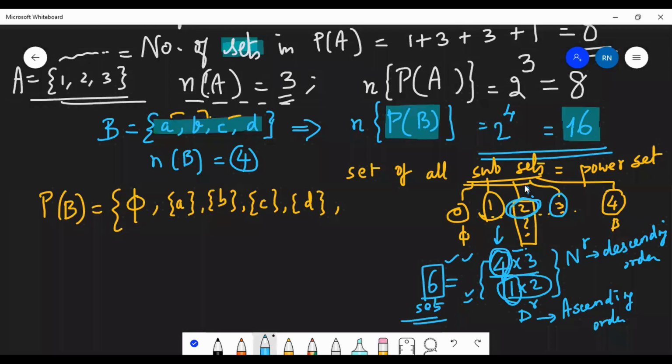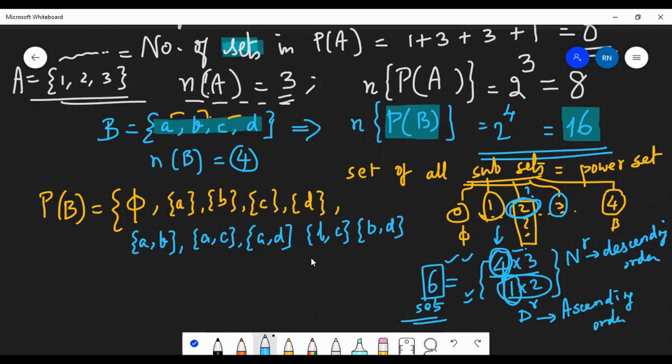Each a 2-member set. So you know you have to write at least 6. A comma B. Then see, this is the order. A comma C. A comma D. Then it is B comma C. B comma D. Then comes C comma D. See, I have followed a very rigid discipline.